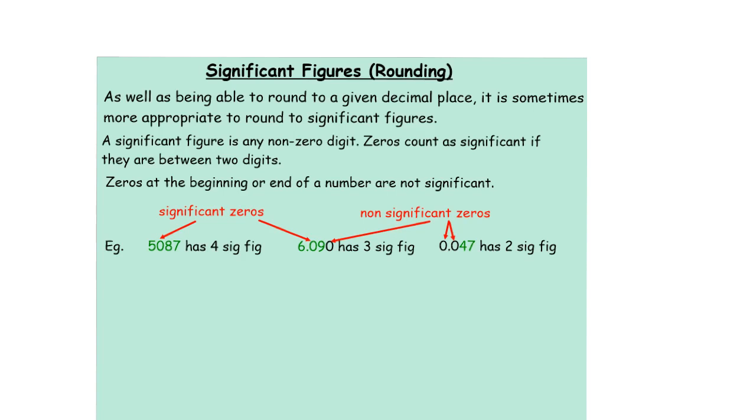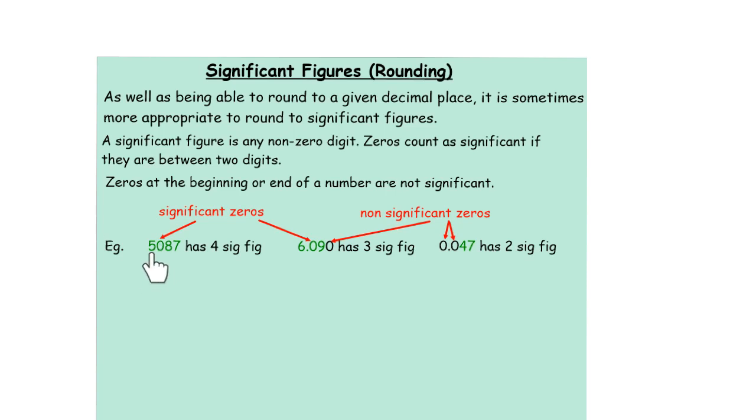So the term significant figure refers to any non-zero digit. So all the numbers 1, 2, 3, 4, 5, 6, 7, 8, 9 are all significant. Zeros are the only ones that are a little bit funny. So zeros count as significant if they are between two other digits, which are significant. Zeros that are at the beginning or end of a number are not significant. So to show you what that means, I've done a couple of examples here.